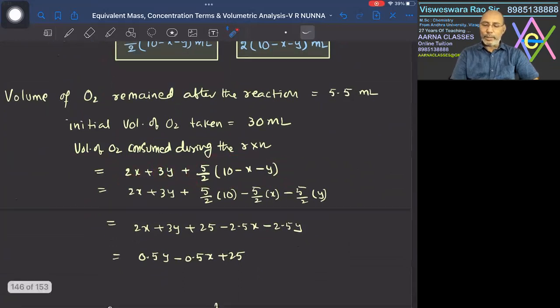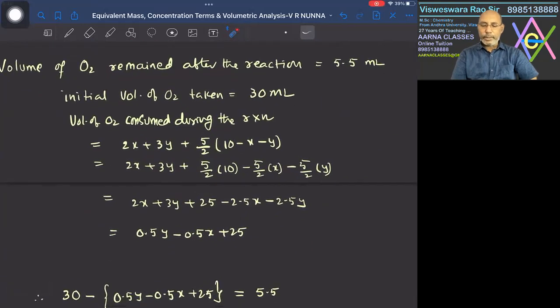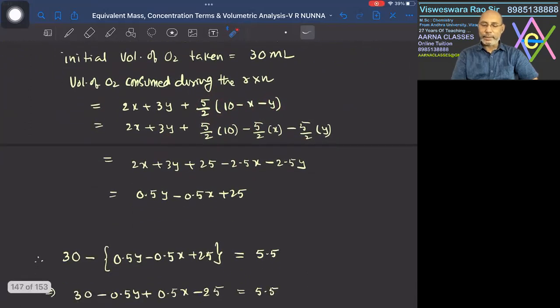I simplified this one, simple mathematics only. This is written directly: 5 by 2 into 10 separated, 5 by 2 into x, 5 by 2 into y. I kept the signs as they are. And this is a very easy calculation. This is nothing but 25. I wrote 5 by 2 as 2.5, so that I can do the easy calculation.